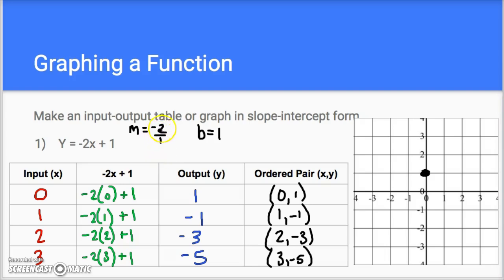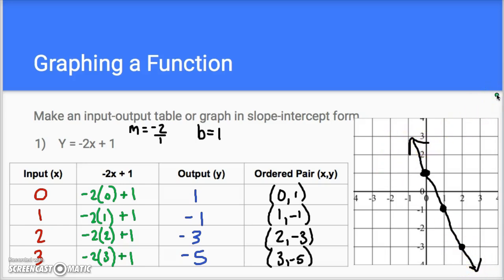Rise over run. So I'm going to rise a -2. That means I go down 2. And you're going to run 1. And I could do that again. Rise a -2. Run 1. So here is your line. Make that as straight as I can.